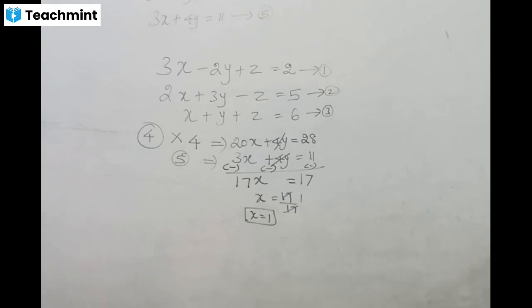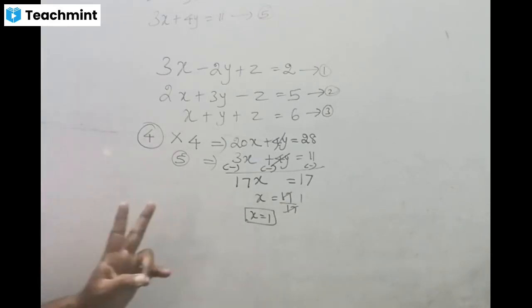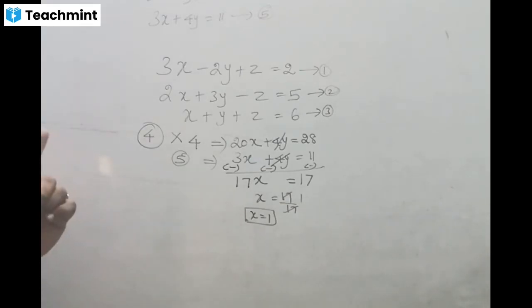So here we made only two changes. The first change is that we have to make equal coefficients of the particular variable in both the equations. And the second one, if the signs are the same, then we have to subtract the second equation from the first equation.